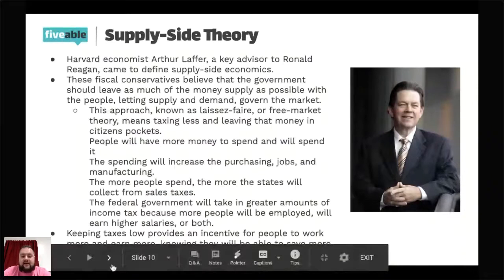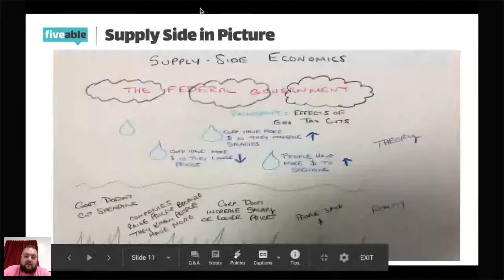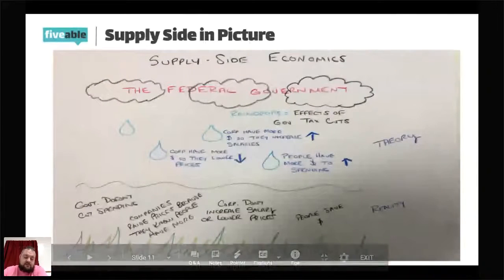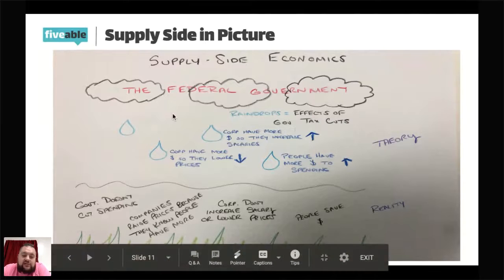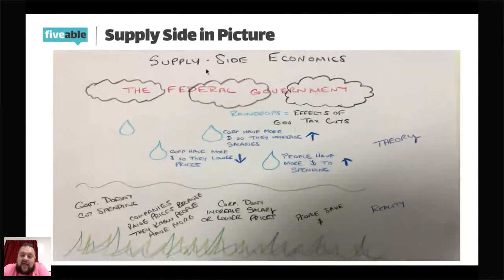So that's the supply side. Now, I created a little drawing for you, and I typically use this with my students when I'm teaching supply side. So this is like the outside. Imagine that the federal government here are like the clouds, and the little raindrops coming down from the clouds are the effects of government tax cuts under supply side theory. So the idea is that we're cutting these taxes, which is the raindrops you see falling.